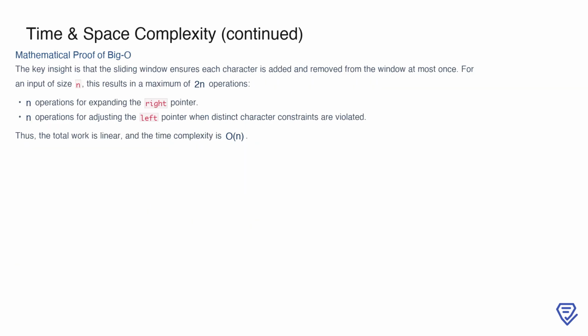To mathematically prove the big O time complexity, consider the behavior of the sliding window. Each character in the input string is added to the window at most once when the right pointer expands.